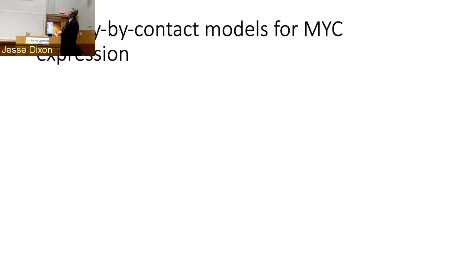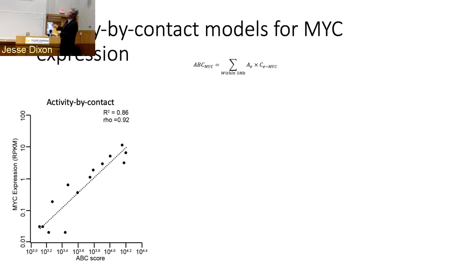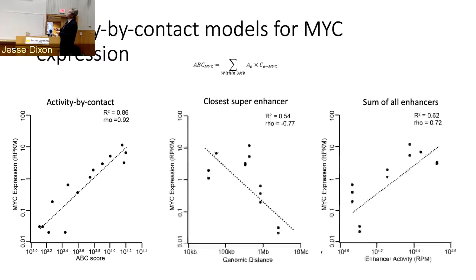And so we can actually apply this same model. In this case, we're not just trying to predict the marginal effect of any enhancer, we're actually trying to predict the total level of expression of MYC. And again, this is basically a weighted sum of the activity of the enhancers, weighted by the contact frequency with the MYC gene itself. And this is basically the best way that we can find to predict the MYC expression in the context of these rearrangements.